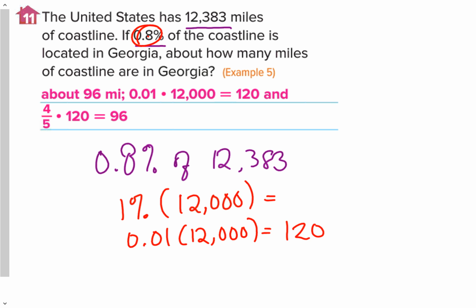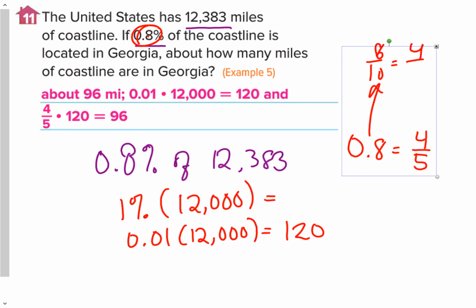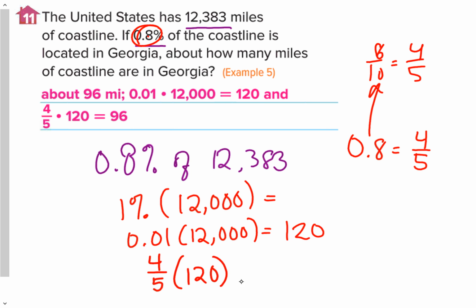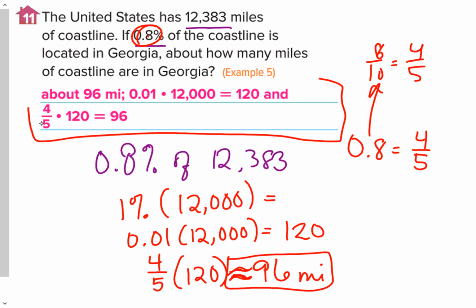So 0.8% actually equals 4/5. 0.8 is 8/10, and that simplifies down to 4/5. That's why I'm using 4/5. So we've got 4/5 times this number, 120, and that's going to equal 96. So it's about 96 miles. And you can use this squiggly equals sign for just about. So the answer is just about 96, and this is what we did.